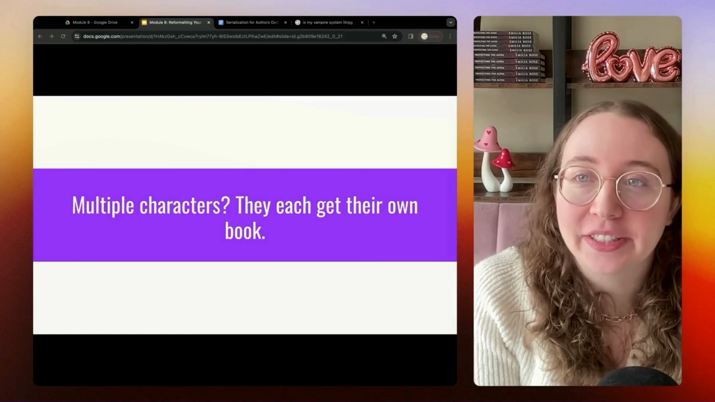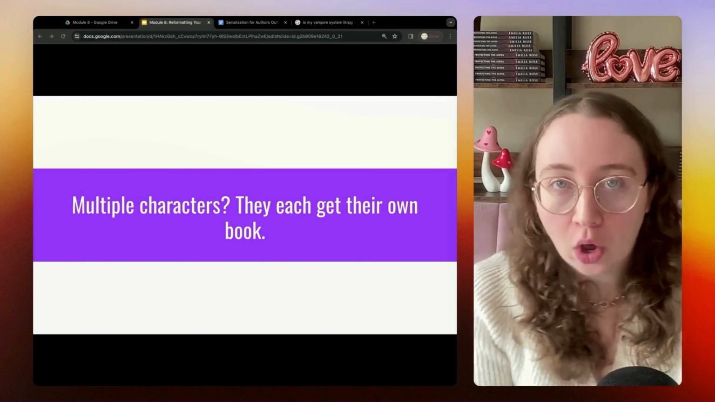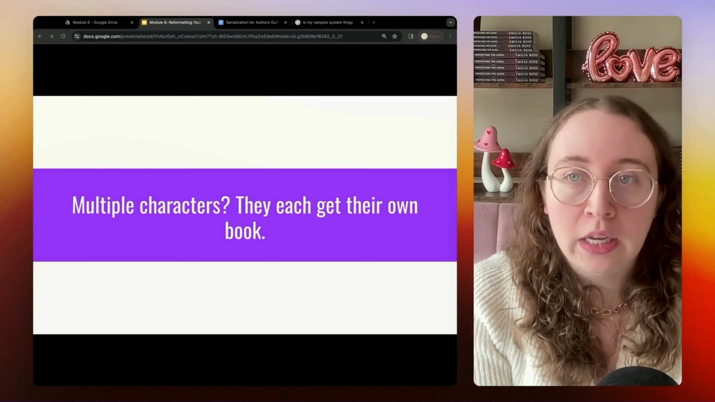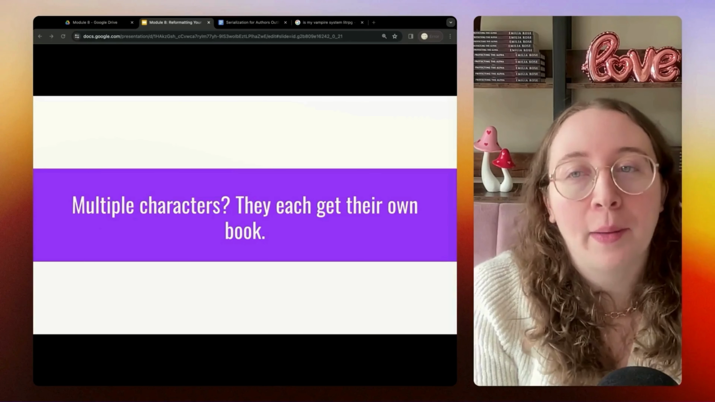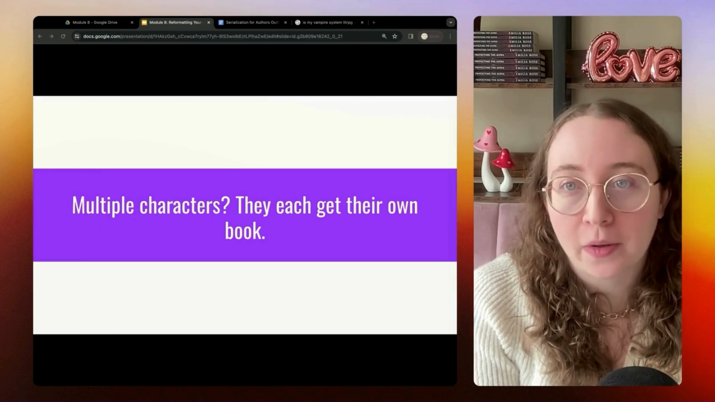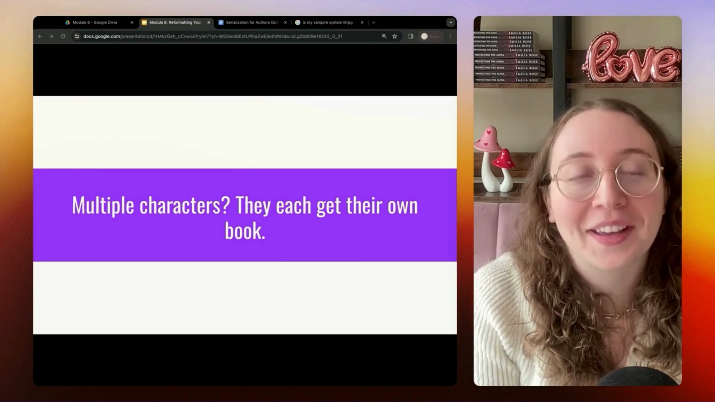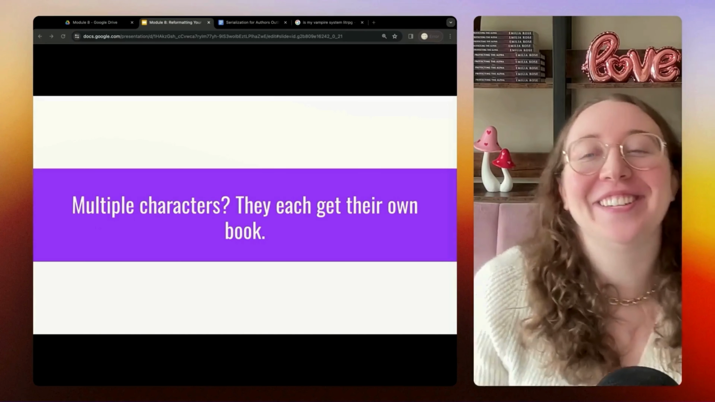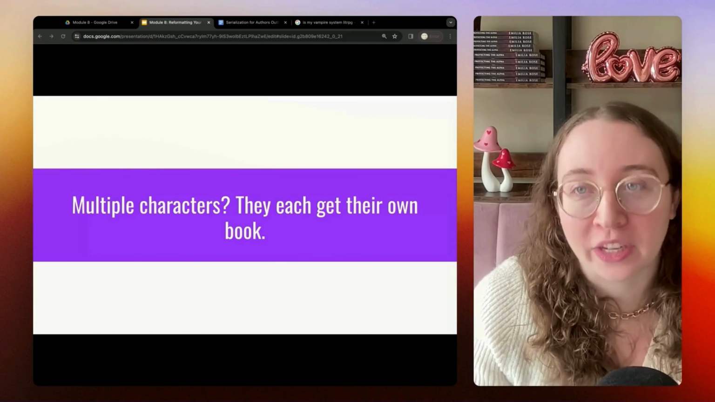Multiple characters. So this is going to be very dependent on your genre. For multiple characters, I'm gonna give the example of romance. So you have multiple characters and multiple couples. They should each get their own book. Again, for the most part, they should each get their own book when you're releasing it on a retailer.